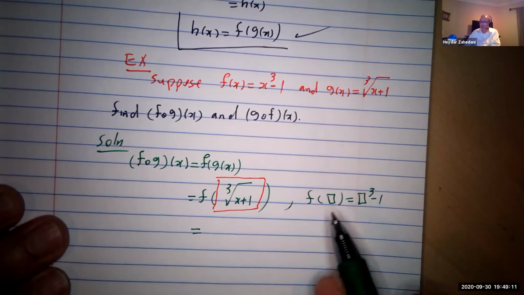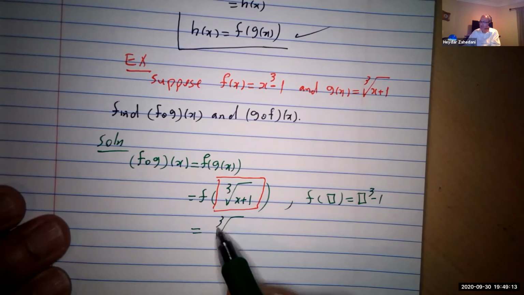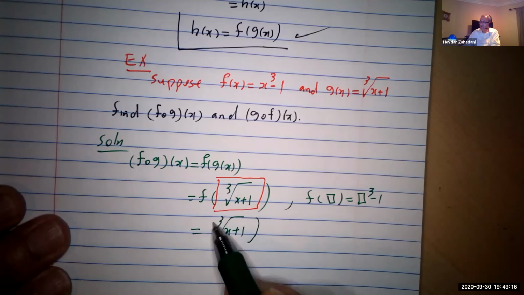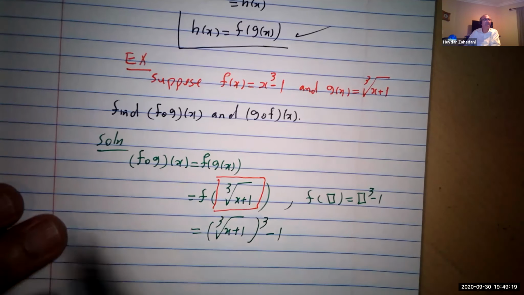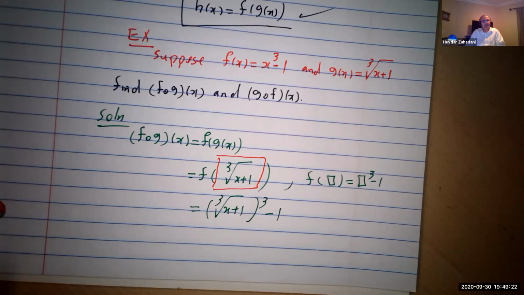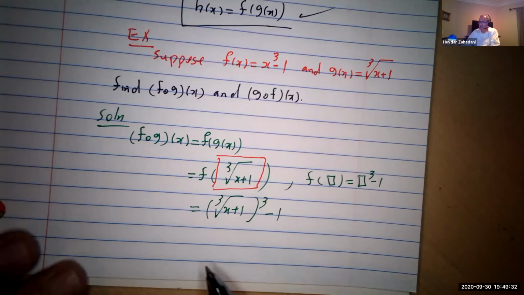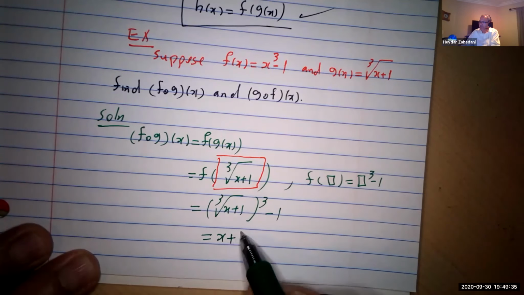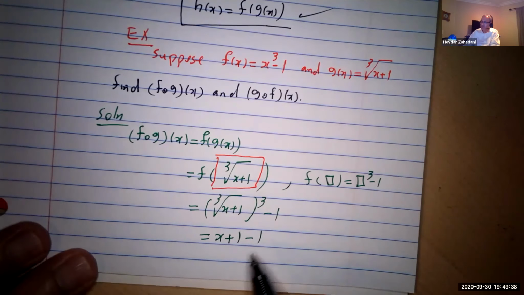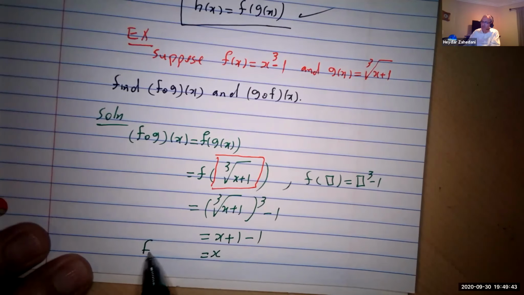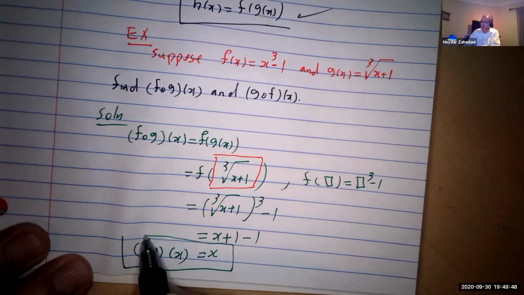It's going to be box cubed. What is in the box? Cube root of x plus 1, all cubed, minus 1. What is cube root of x plus 1 to the third? Any suggestion? x plus 1. Excellent. x plus 1. But remember, you have a negative 1. These two would cancel out. That gives you x. So f of g of x is equal to x.